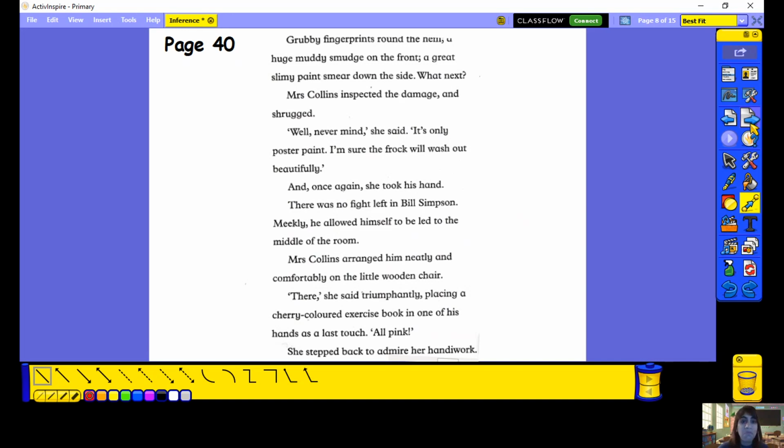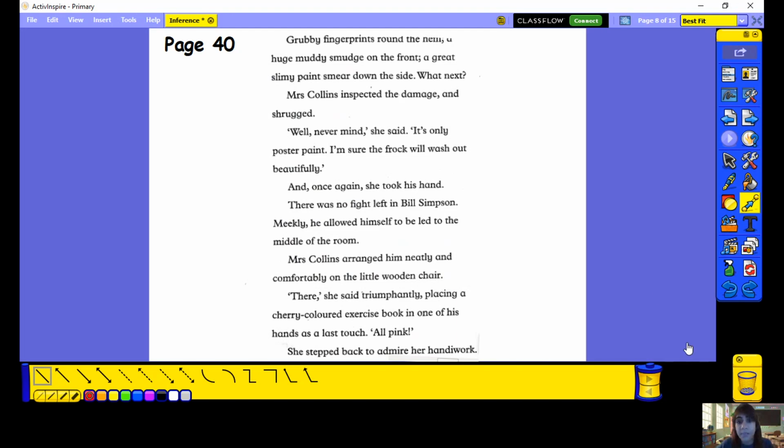Grubby fingerprints around the hem, a huge muddy smudge on the front, a great slimy paint smear down the side. What next? So smudge and smear, grubby fingerprints, all of those words are telling me that there are dirty marks on Bill's frock. Mrs. Collins inspected the damage and shrugged.